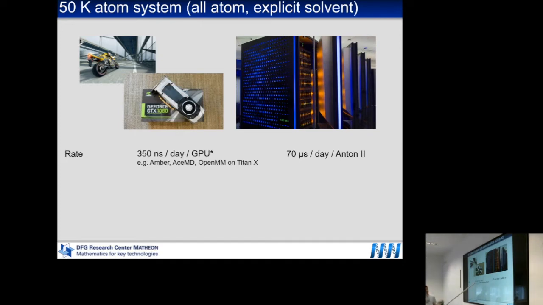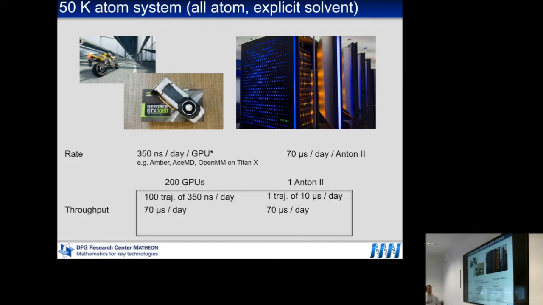It is interesting to compare that number to the world's fastest supercomputer for molecular dynamics. That's the Anton 2 supercomputer at D. E. Shaw Research, which gives you about 70 microseconds per day. So, in other words, we need about 200 graphics cards to get the same throughput. And we can't get the same simulation lengths.